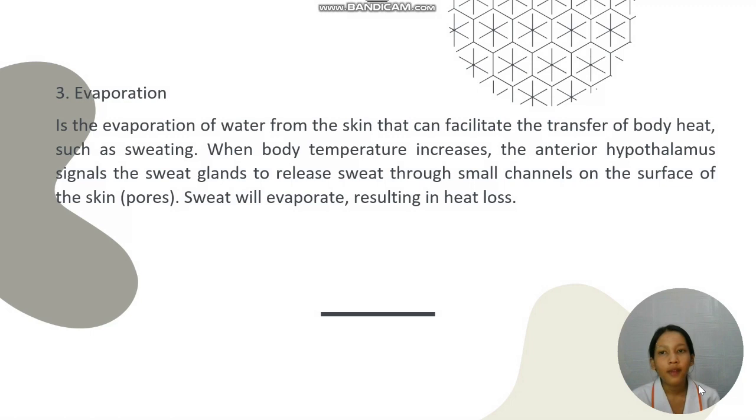The third is evaporation. Evaporation is the vaporization of water from the skin that can facilitate the transfer of body heat, such as sweating. When body temperature increases, the anterior hypothalamus signals the sweat glands to release sweat through small channels on the surface of the skin, or pores. Sweat will evaporate, resulting in heat loss.